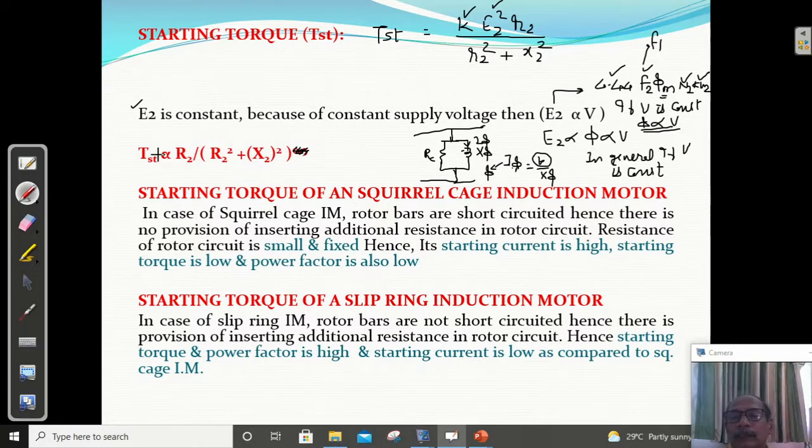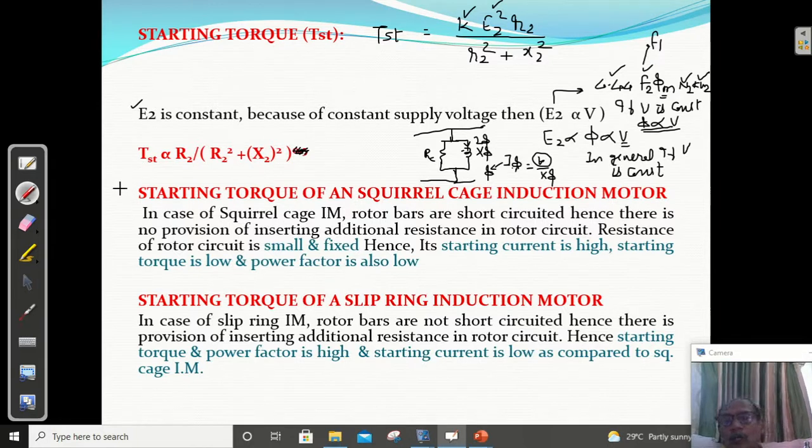OK, so when will this condition come? When your E2 is constant. E2 constant means supply voltage constant. Supply voltage constant means flux is constant. So E2 is proportional to flux, or flux is proportional to V. If supply voltage is constant, E2 will be constant, so you will get this expression.